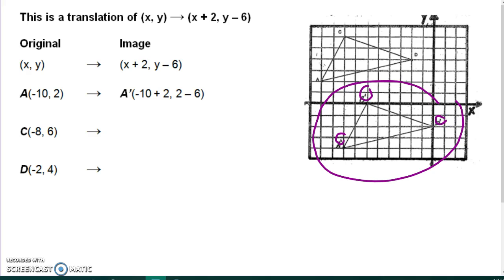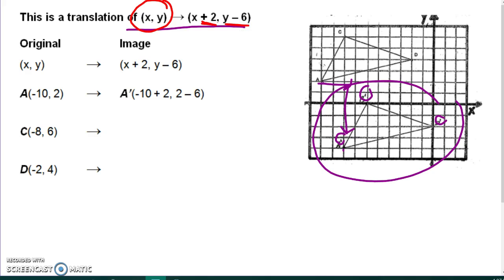Okay, so remember we discussed that a translation is a rule that moves a figure by sliding it. And in this case, if I look at the original A and the new A', it appears that our figure has moved to the right and down. And if I look up here at the rule, this says take the original coordinates and translate it by moving it 2 units to the right and 6 units down.